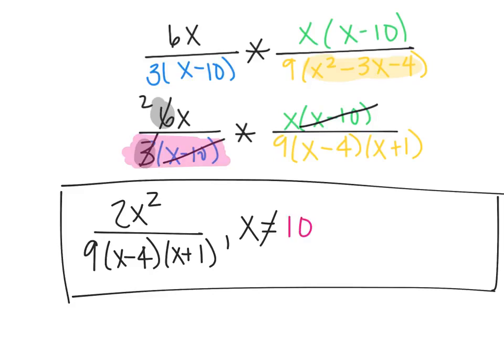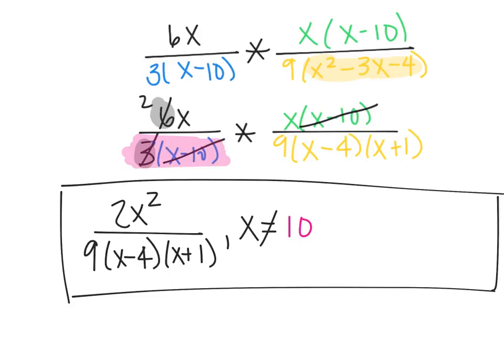Positive 10. Okay, why doesn't 3 provide an excluded value? There's no x with it. The only thing you get excluded values from are your x's. Remember, you're setting that equal to 0, and there's no way that 3 can ever be equal to 0.